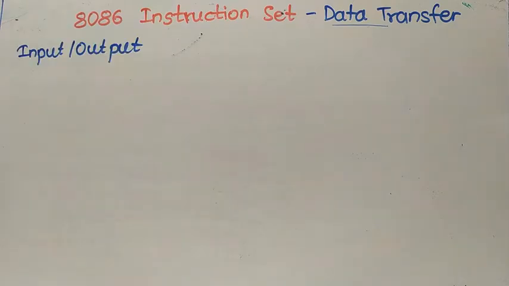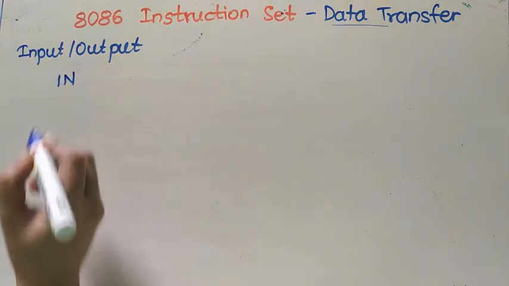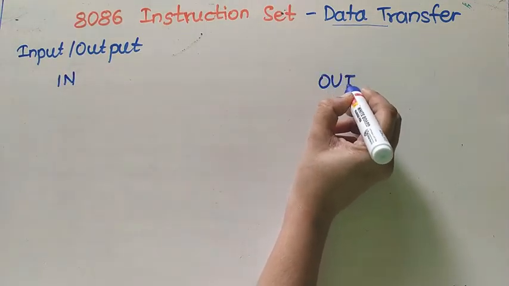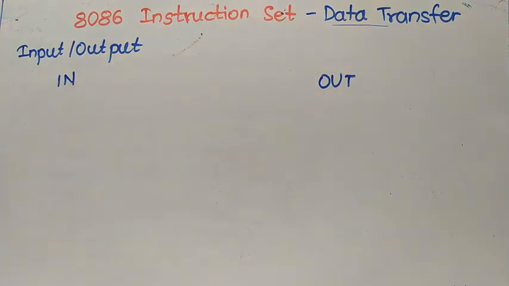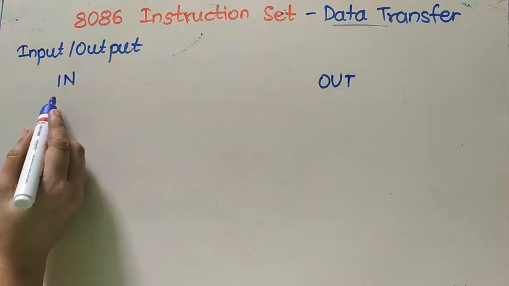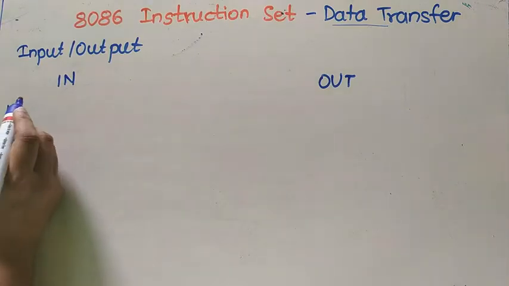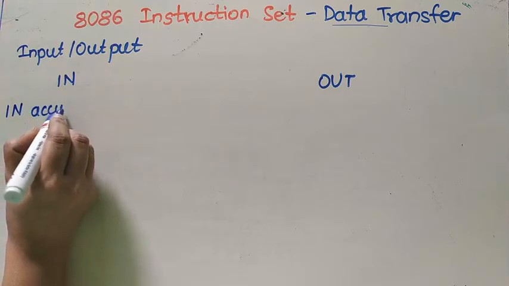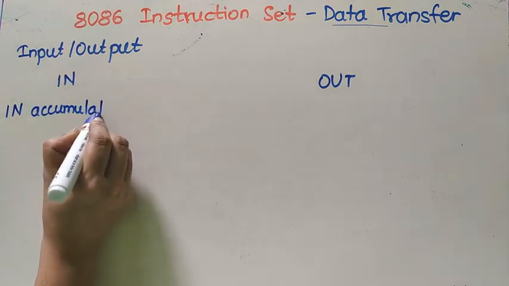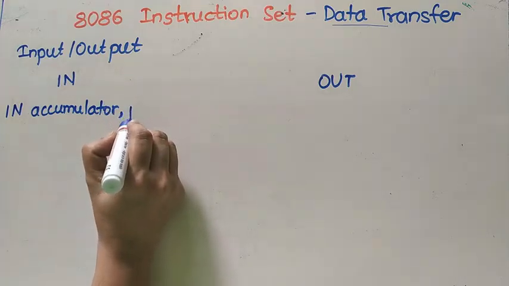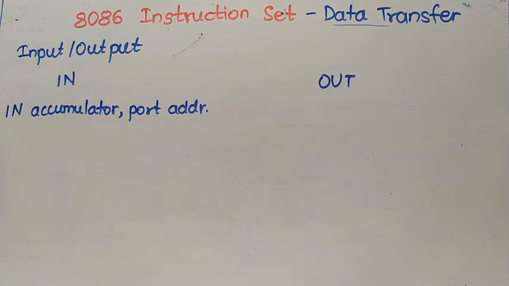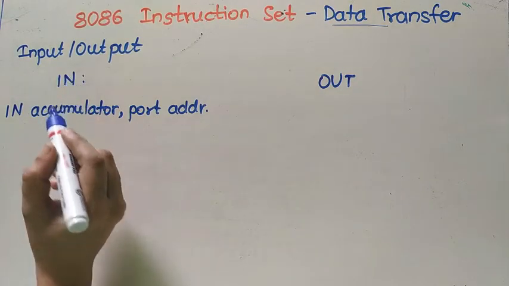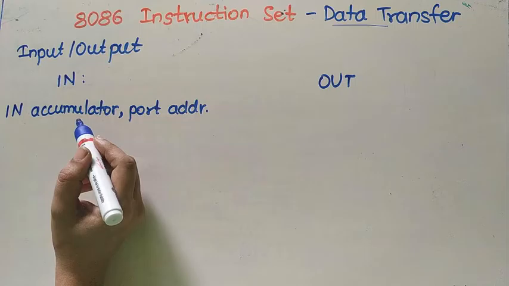In this input output there are 2 types of instruction. First instruction is IN and second instruction is OUT. So, first we will see what this IN instruction is. The mnemonic for the IN instruction is IN accumulator, comma, port address. So, with the help of this IN instruction, the data can be copied from a port.